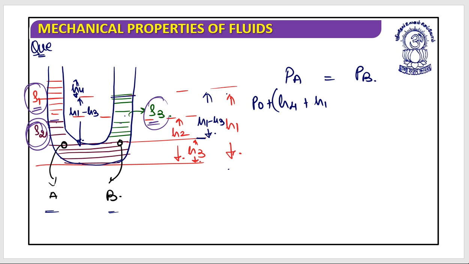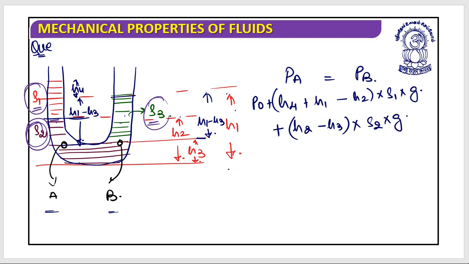Give me a moment. It's this row 1. This row 1 is up to here, and so this is equal to H1 minus this height, that is H2, into rho 1 into G, plus, for this height, H2 minus H3, multiplied by rho 2 into G.